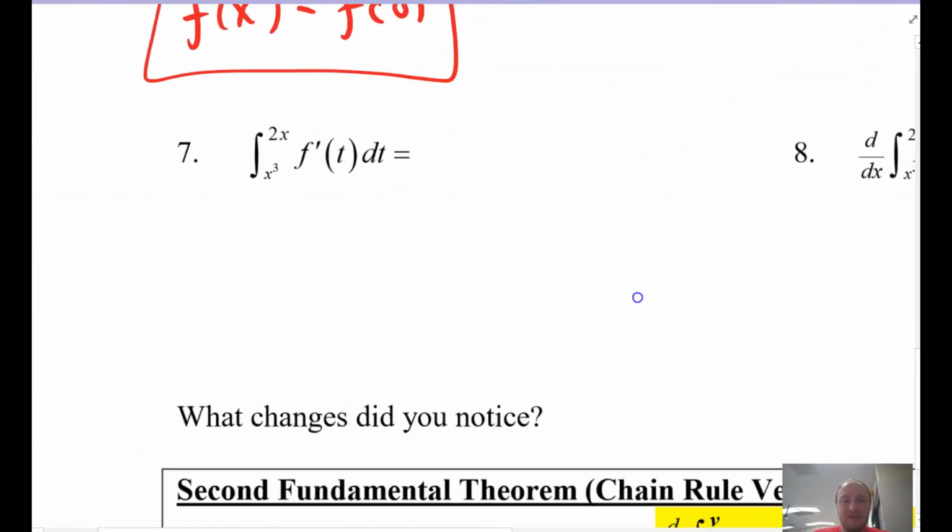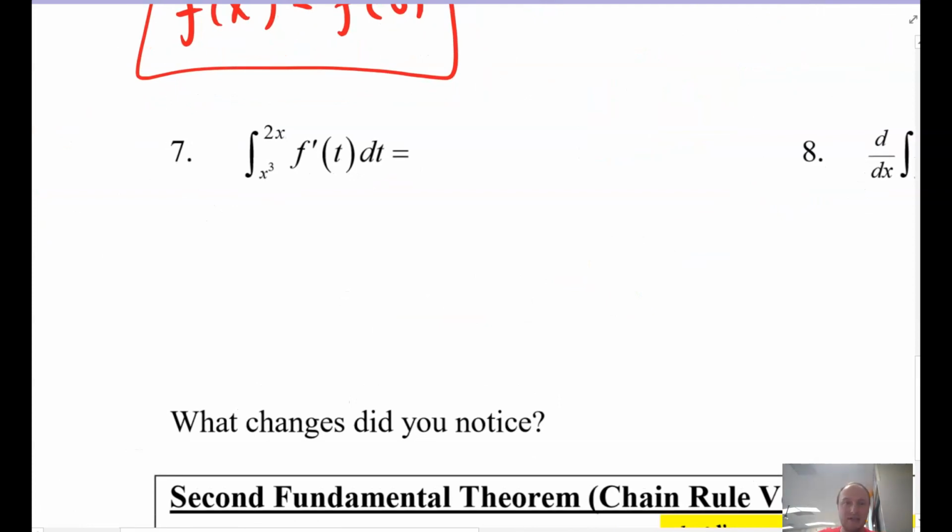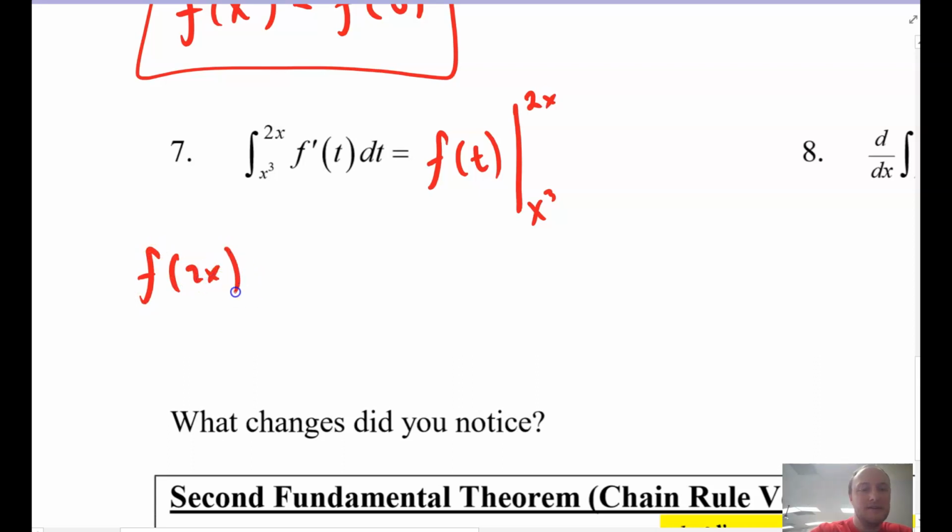All right, number 7, same type of idea here. Okay, so I have the integral of f prime of t from x cubed to 2x. So when I integrate, this just becomes f of t evaluated from x cubed to 2x. So this would be f of 2x minus f of x cubed.